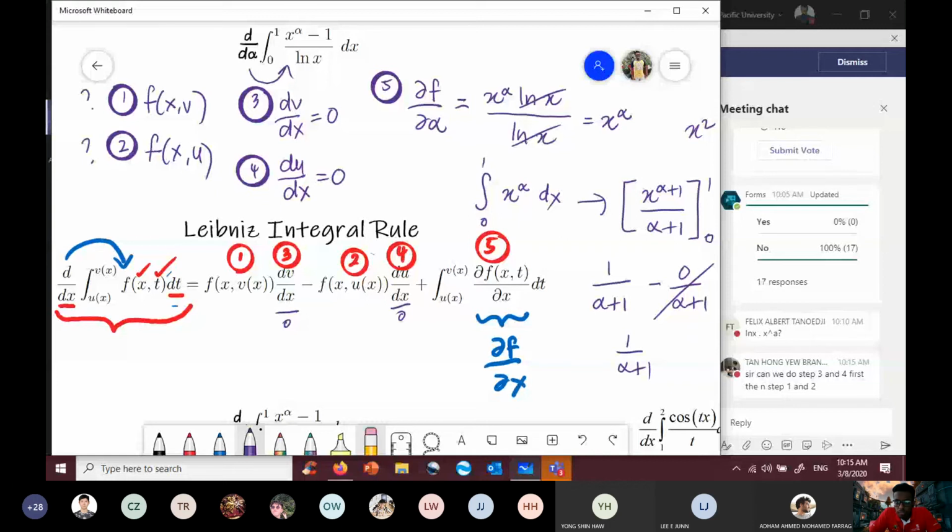Can we do step 3 and 4 first? Yes, yes, you can do it in any order you want. You can do 5 first and then 1, 2, 3, 4, up to you. As long as you find each of the 5 components. I understand what you mean, because when you find 3 and 4 first, it's clearer for you. You see it's 0, so you no need to find 1 and 2. It's fine. Okay? Whichever order it is.